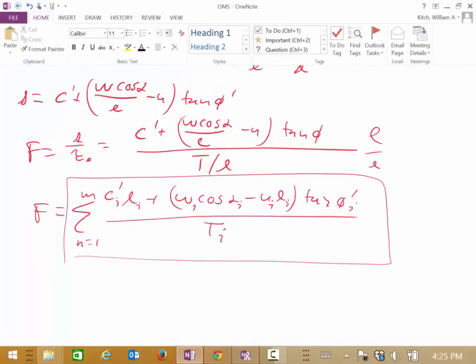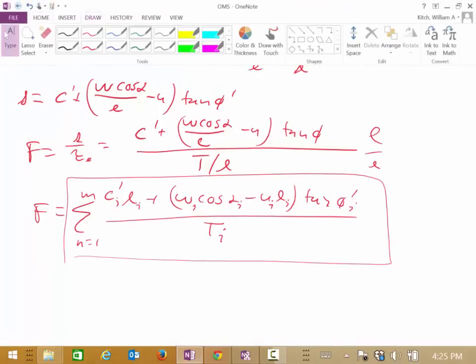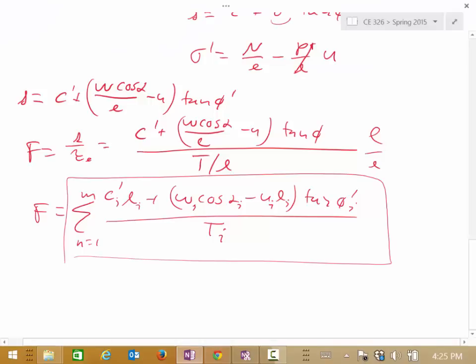For each slice, then, you just need to compute the cohesion. You need to measure L. You need to compute the weight. You need to know alpha. You need to know U, and you're going to get that from the height of the water table. L, you're already done. Phi, you know. And you're going to calculate T. And then you're just going to add them all up. It's a real simple spreadsheet to do.